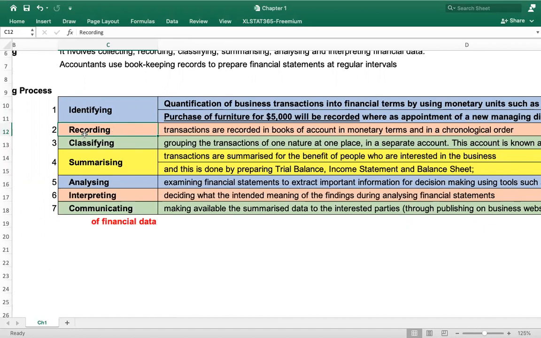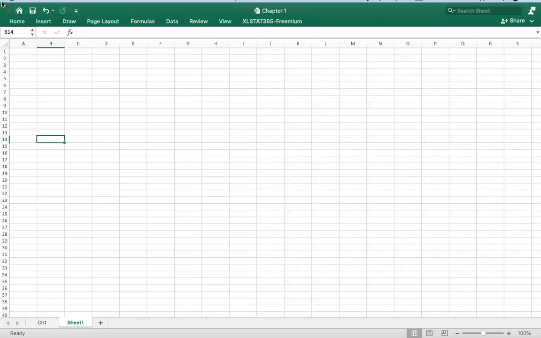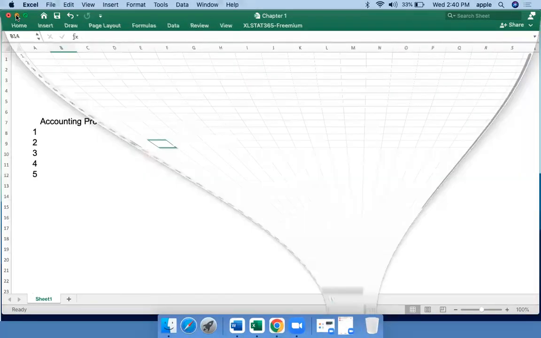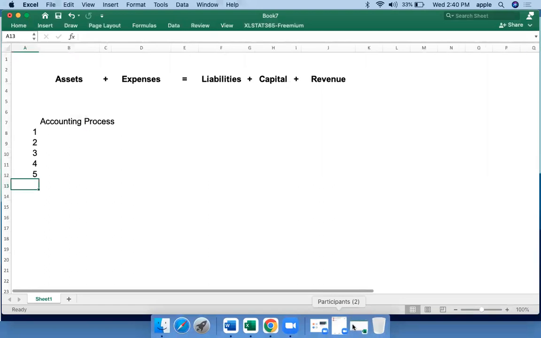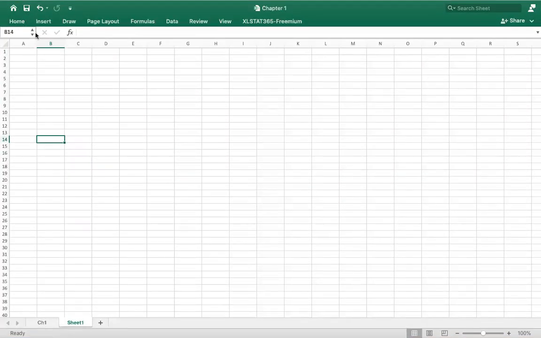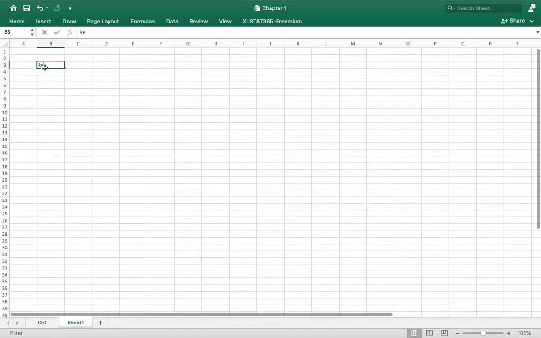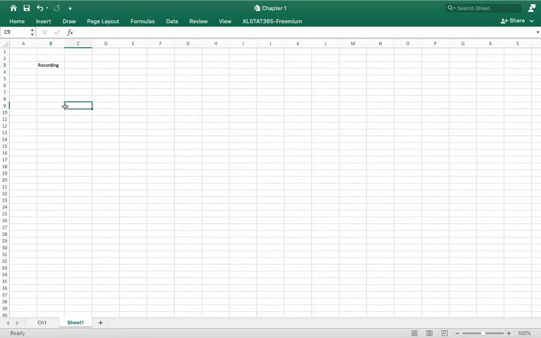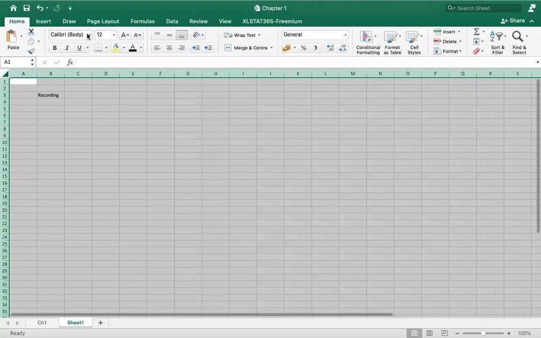So today, this recording part we will understand. Recording usually we do in, let me write in the same file. So see, recording. This is the second step. After identifying, we will record it.